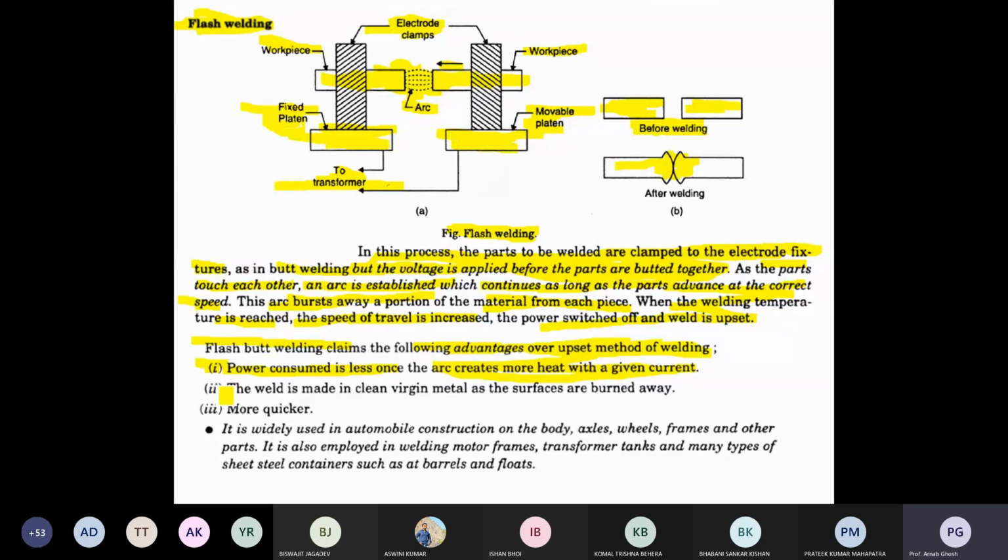Second point: the weld is made in clean virgin metals, as the surfaces are burned. That is your clean surface. There should not be any rust, dust or dirt. Why is this required? If any dirt or dust is there, it may damage the weld and create voids.